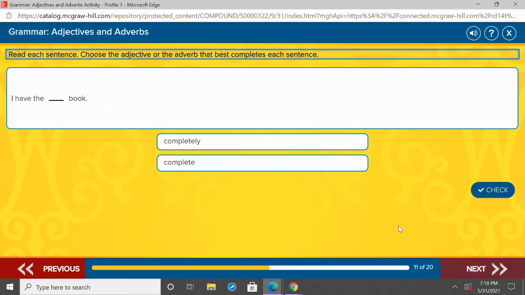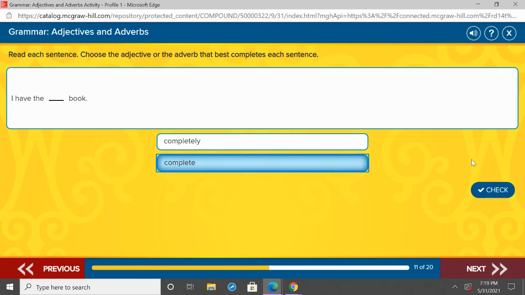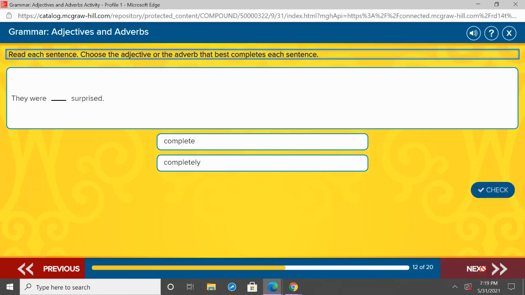Fantastic. I have the blank book. I have the completely book, or I have the complete book. Again, pause me if you need to and point to your answer. You should have picked complete. I have the complete book. Complete is describing book, which is a noun. So that's an adjective. Fantastic.